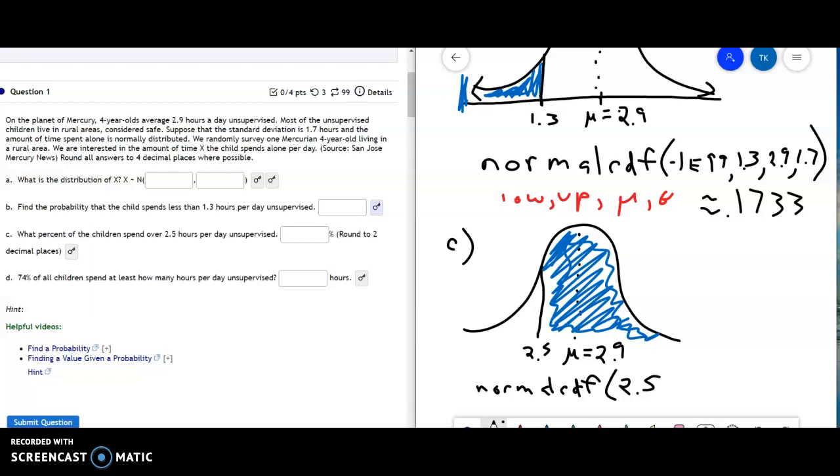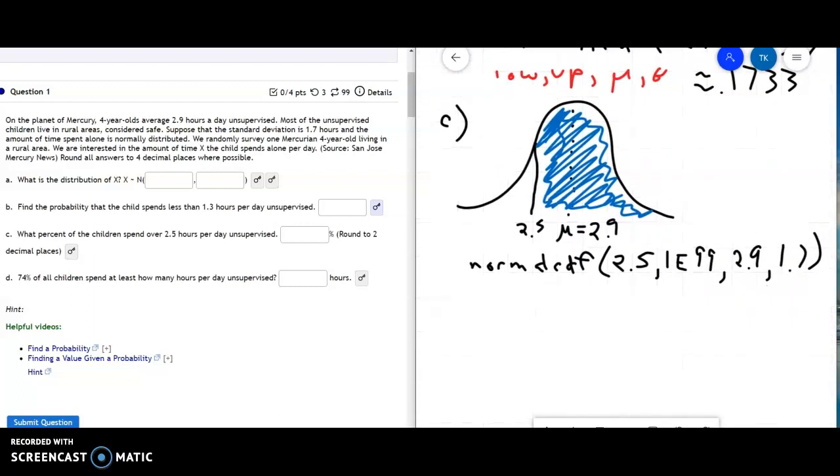So you want to use something that's really, really, really large. You could use 999999999. Or by tradition in the stats world, we use 1 and then the double E on the calculator, 99. So when the upper bound is going forever to the right, you use +1 E99. If it's going forever to the left, like on part B, then it's -1 E99. So see the difference there. Your mu is still 2.9, your sigma is still 1.7, so that didn't change at all.